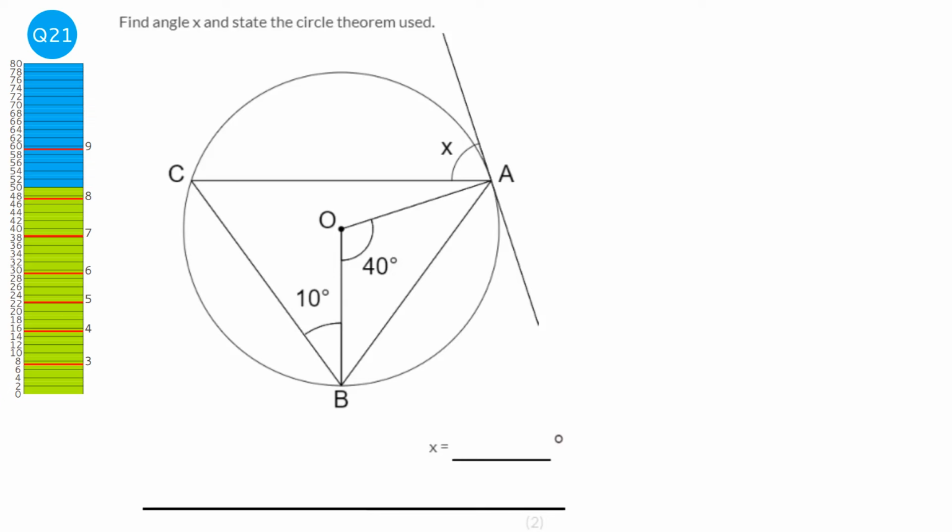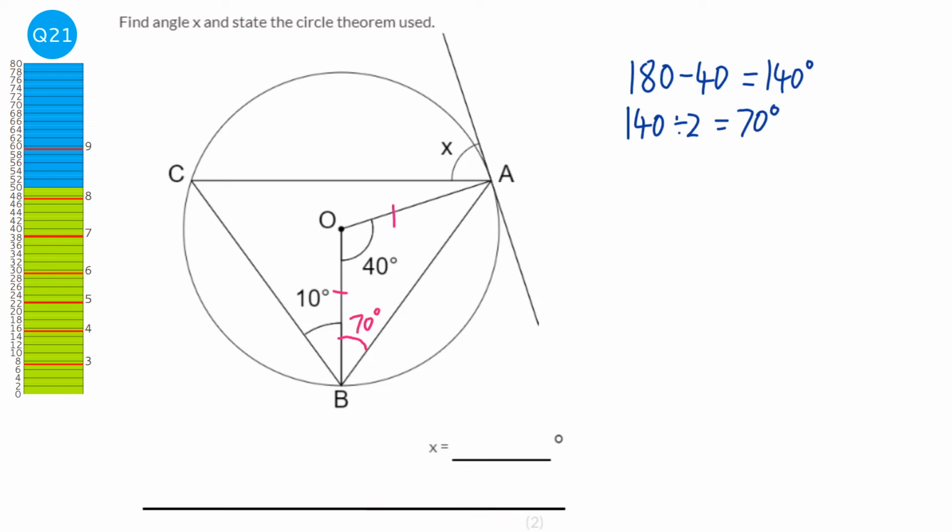So the first thing to notice with this question is we've got an isosceles triangle between O, B and A, because these are both radii. And so what we can do is we can find this angle here by doing 180, take away the 40, which equals 140 degrees. And because it's an isosceles, we do 140 divided by 2, which is 70 degrees. So we know this is going to be 70 degrees here.